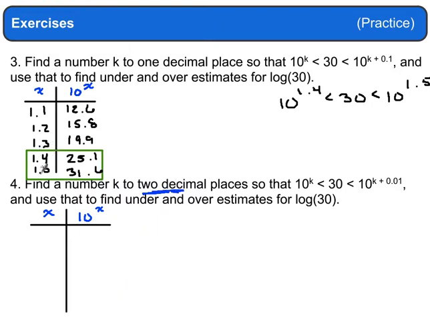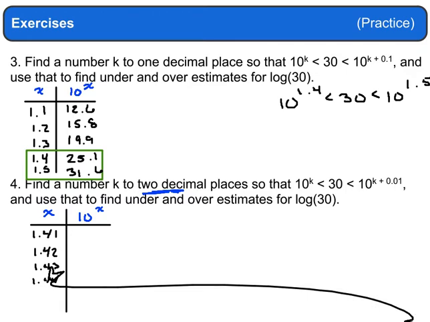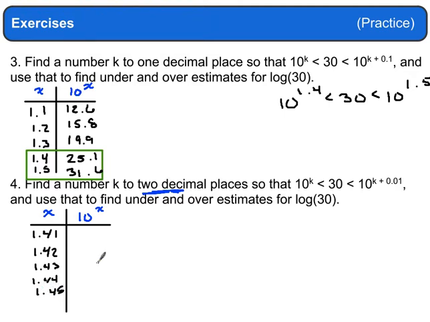So we pick up where we left off. If we left off at 1.4, this time we're going to do 1.41, 1.42, 1.43, 1.44, and we'll put 1.45. I don't know how far we need to go, but let's see where that takes us first. So we would grab our calculator, and we're going to look at that idea.